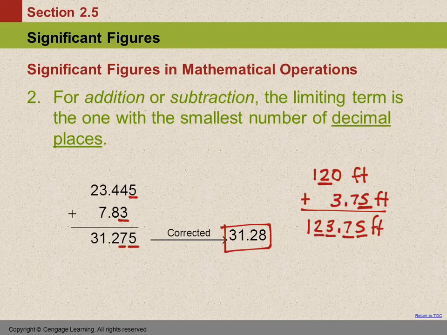So how should we round that number? To 2 decimal places. Should we round it to 12 feet? Wait a minute. How can we round 123 and get 12?